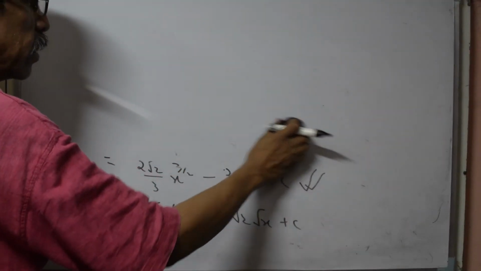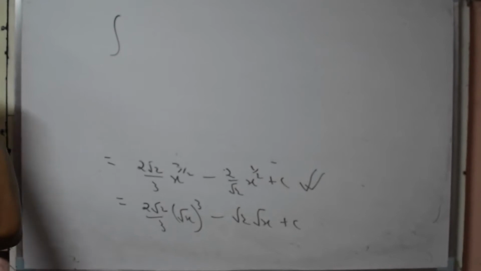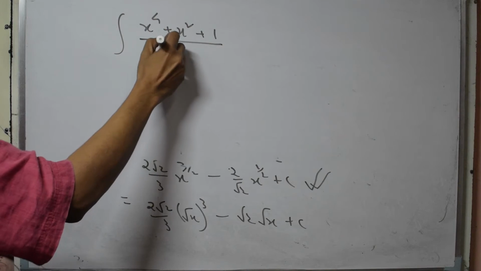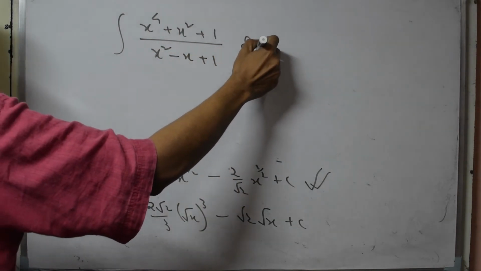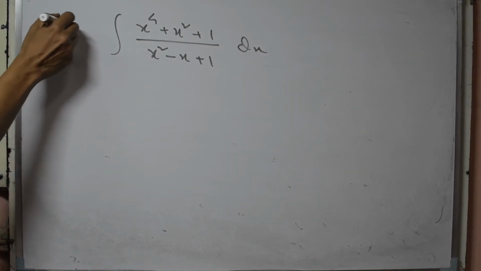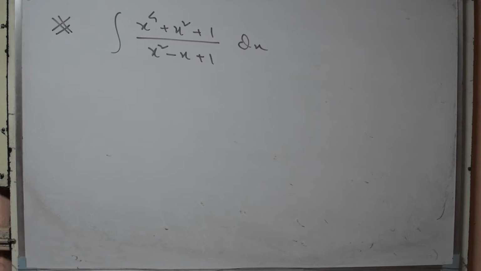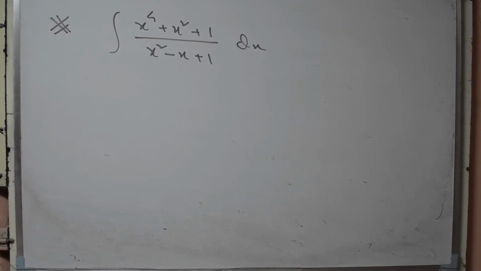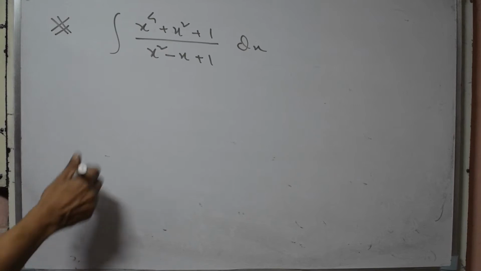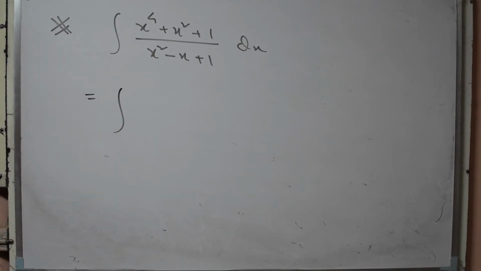Now one more problem like this, the simplification type, like x to the power 4 plus x square plus 1 divided by x square minus x plus 1 dx. So how to solve this type of question? This type of question we need to solve by simplification, because we must simplify the denominator. We have to simplify the numerator and denominator in such a way that we will not get the denominator there as much as possible, because today we are discussing the basic ideas.